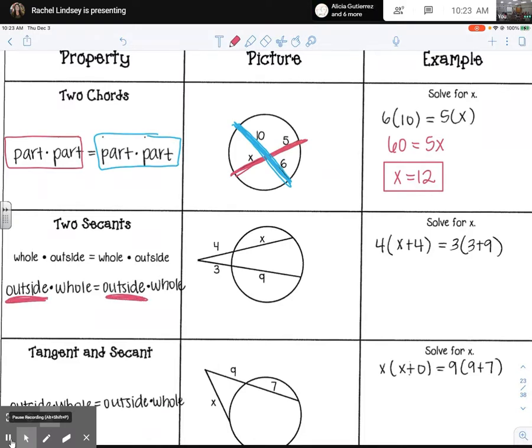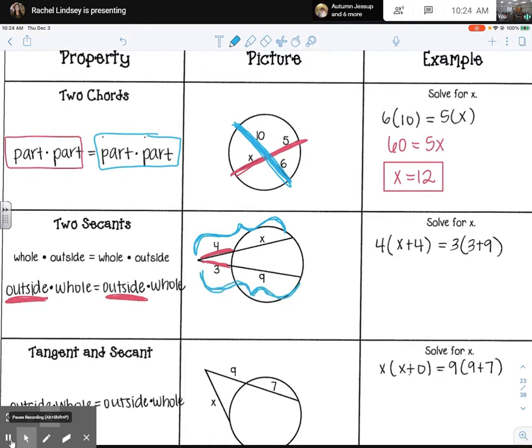Okay, so when you have two secants, you have two parts outside. These are my two outside parts. We have the 4 and the 3. So my formula is outside times whole equals outside times whole. That's the way I like to have it. You can do whole times outside and whole times outside, but I like outside times whole. So my two outsides are 4 and 3. And then I need the whole of the line, or the whole secant, I called it a tangent a minute ago. So I need that whole line.